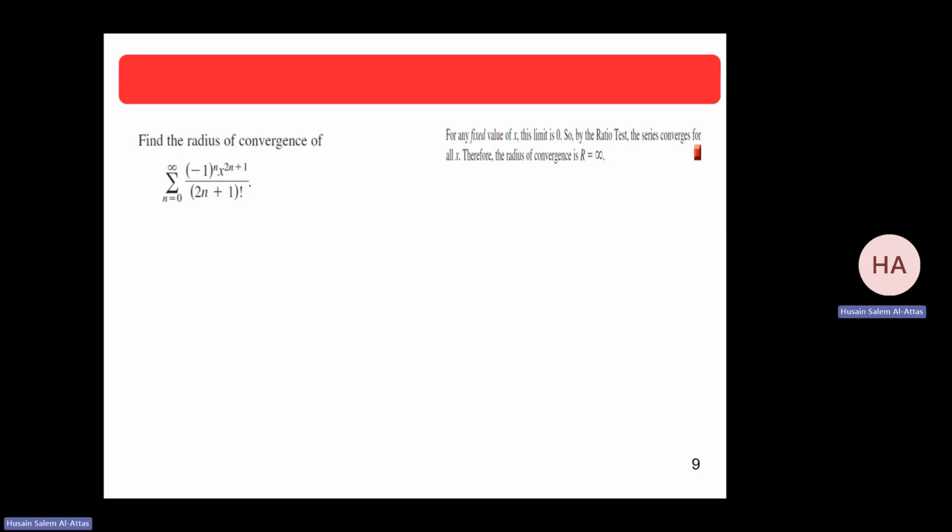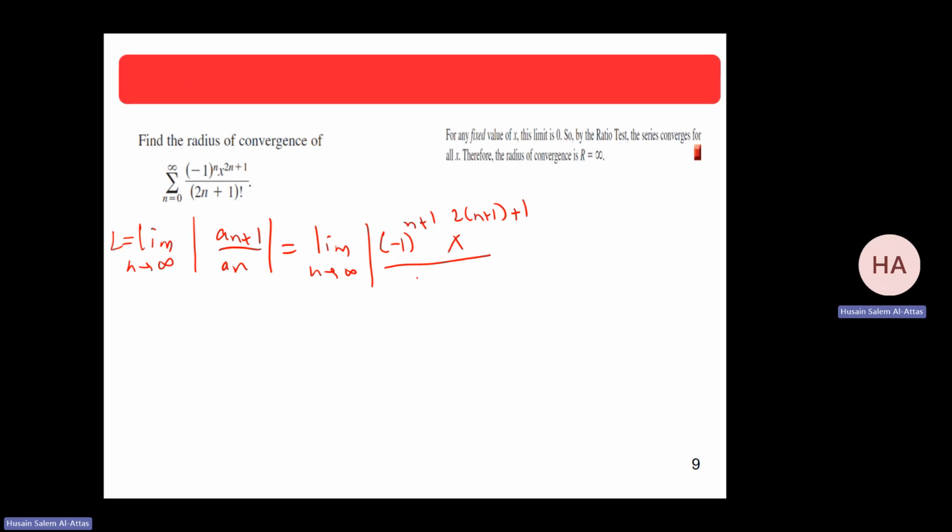Find the radius of convergence for this one. Do the same thing. What is the limit as n goes to infinity, which is L, of a_(n+1) over a_n? That will be the limit as n goes to infinity of minus 1 to the power n plus 1, x to the power, be careful here, 2(n+1)+1. Every n I take as n plus 1. And this will be (2(n+1)+1) factorial, times the reciprocal of this, which is (2n+1) factorial over minus 1 to the power n, x to the power 2n plus 1.